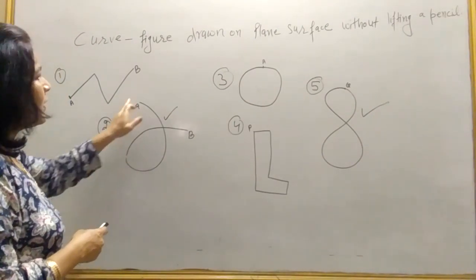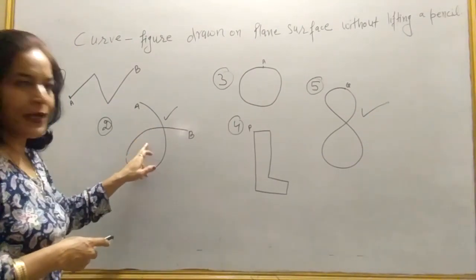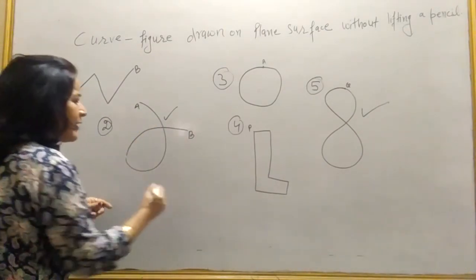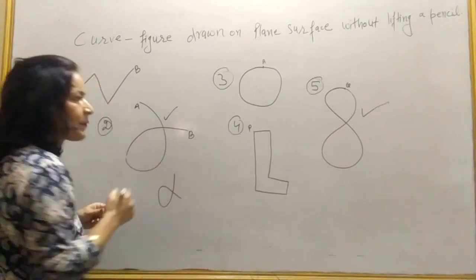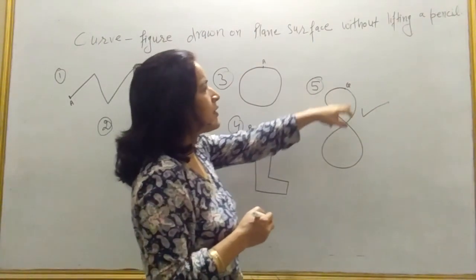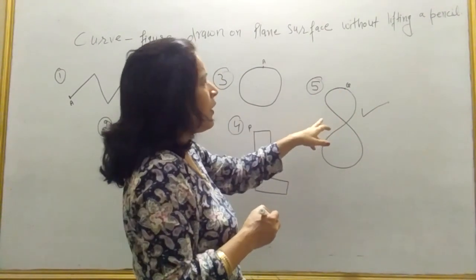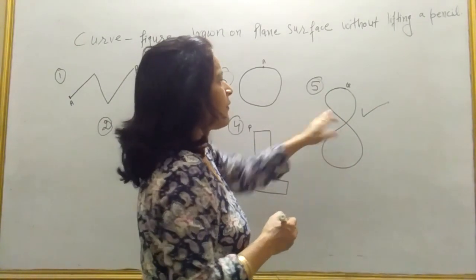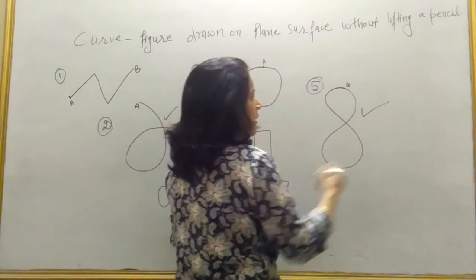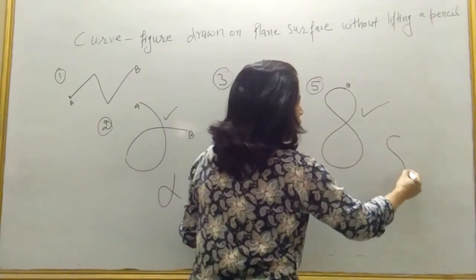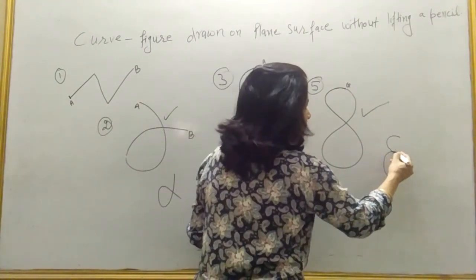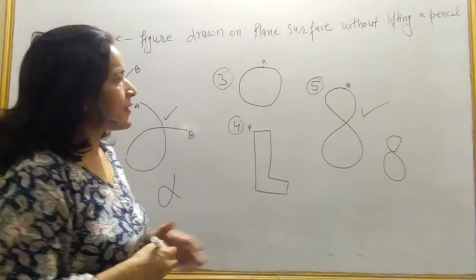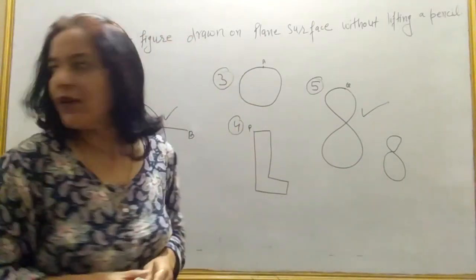This one is an open curve but not simple because it intersects itself here like this. And here this is a closed curve, not open. It's a closed curve but not a simple curve, because here I start from point Q and again intersect at this point. So it is not a simple curve.